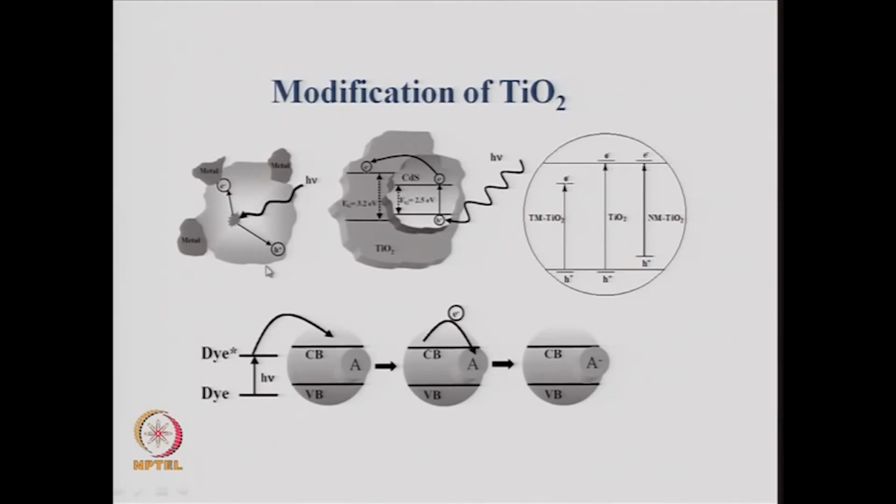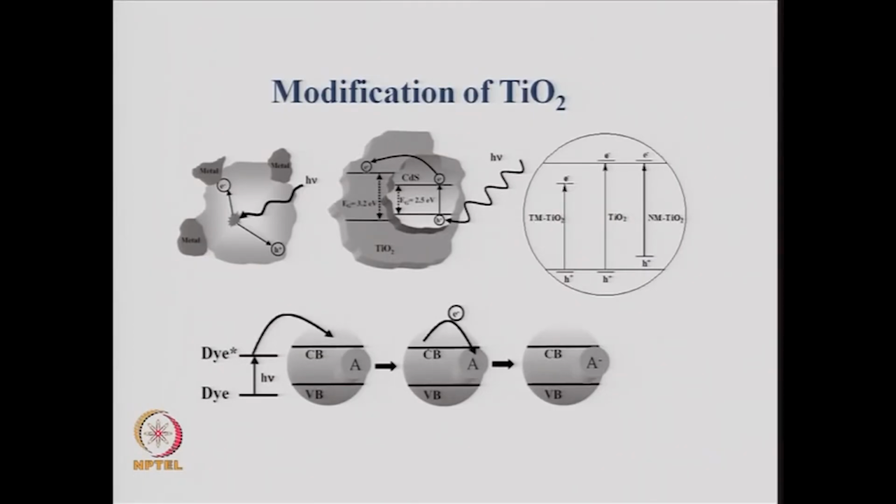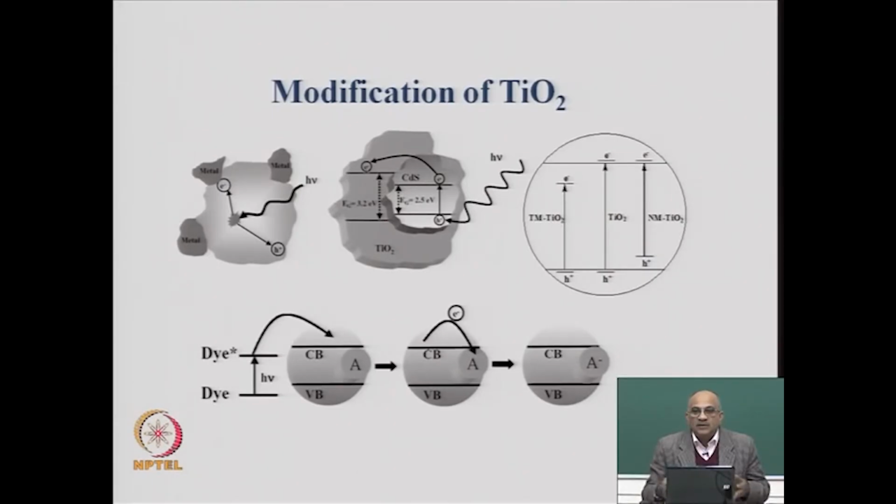So, three particular cases we looked at: metal doped modification of TiO2, semiconductor doped modification of TiO2, and then organic dye doped TiO2, which we call dye sensitized solar cells, is a very important area in which you are using a dye to start this mechanism of electron being generated and then electron hole being separated.